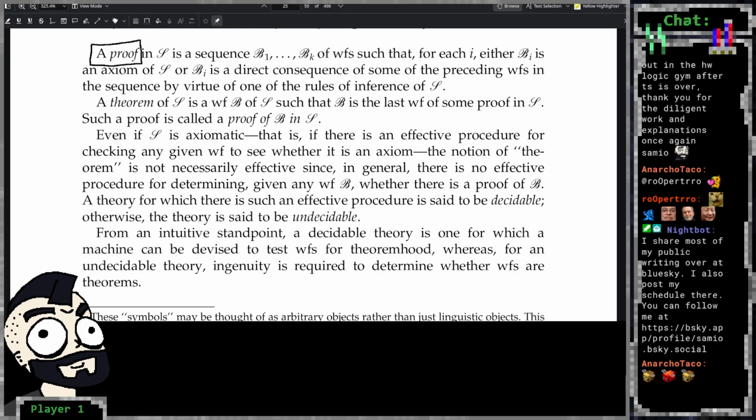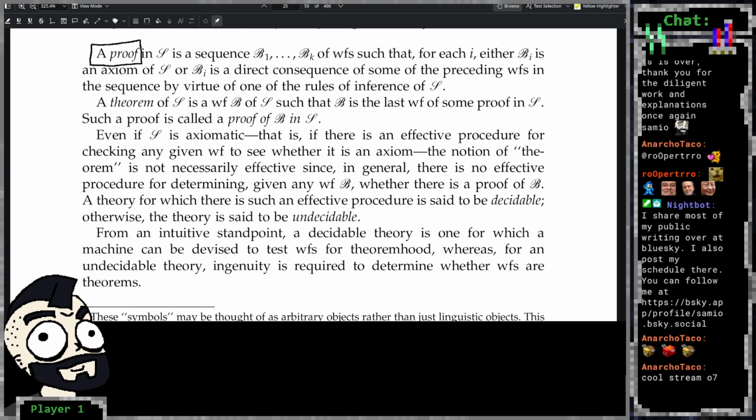Have fun. I think for homework I will share some knights and knaves puzzles. Knights and knaves puzzles for homework. I'll share them in my Bluesky.